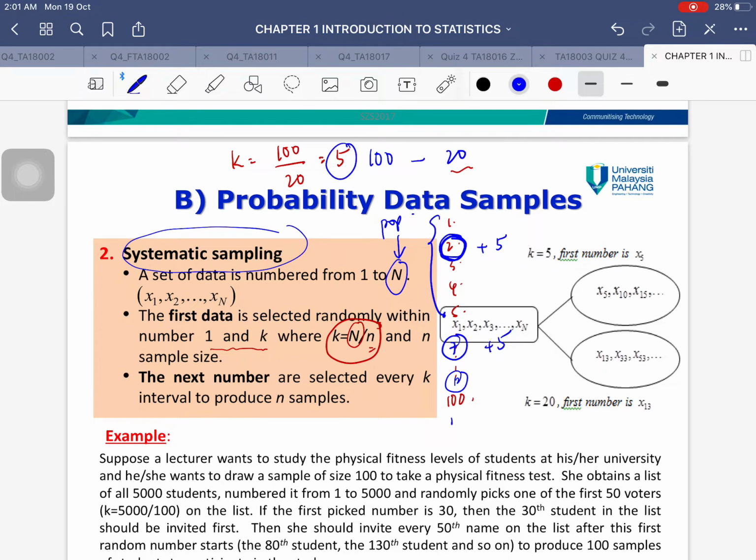Okay, so that is how it goes for the case of systematic sampling. So you have a specific number and you use that number for every interval. Okay, and remember, this is going to be the formula. The formula is k equals capital N over small n.